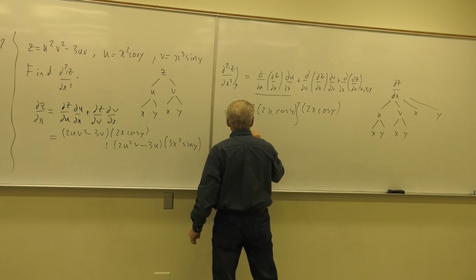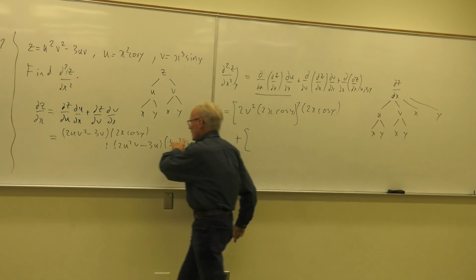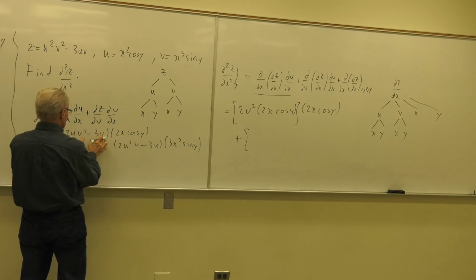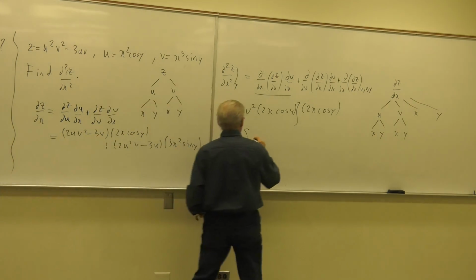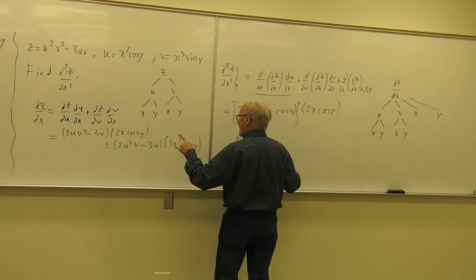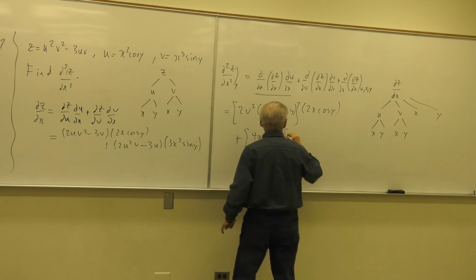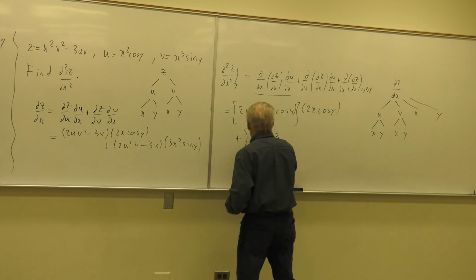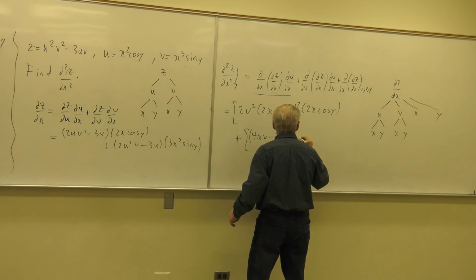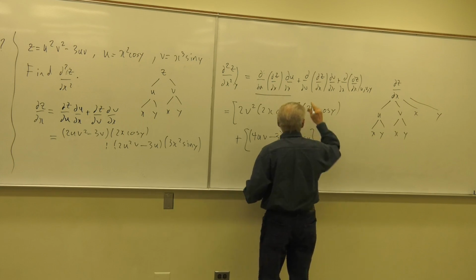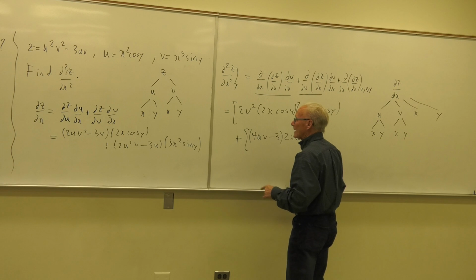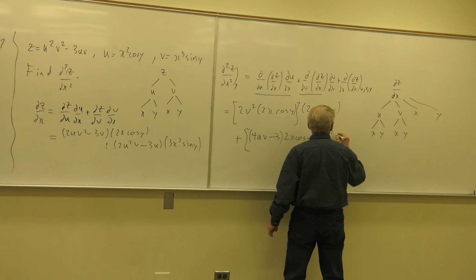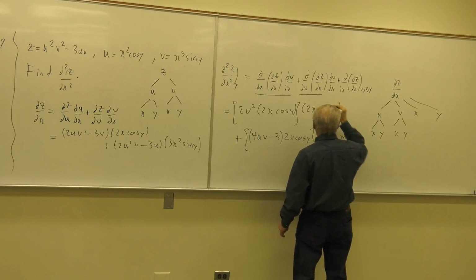Next, plus. Now it says take this ∂z/∂x and differentiate with respect to v. Again, that's constant. All I have to do is differentiate this one with respect to v, for uv minus 3. Put that in brackets, and along comes 2x cosine of y. So that's that one, multiplied by ∂v/∂x. We did that before. That's this one, multiplied by 3x squared sine y. So now we've got that one.